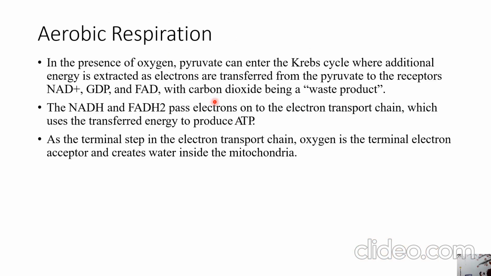For aerobic respiration, we know that in the presence of oxygen, pyruvate can enter the Krebs cycle, where additional energy is extracted as electrons are transferred from the pyruvate to the receptors NAD plus, GDP and FAD, with the carbon dioxide being a waste product. So the NADH and FADH2 pass electrons onto the electron transport chain, which uses the transferred energy to produce ATP. As the terminal step in the electron transport chain, oxygen is the terminal electron acceptor and creates water inside the mitochondria.